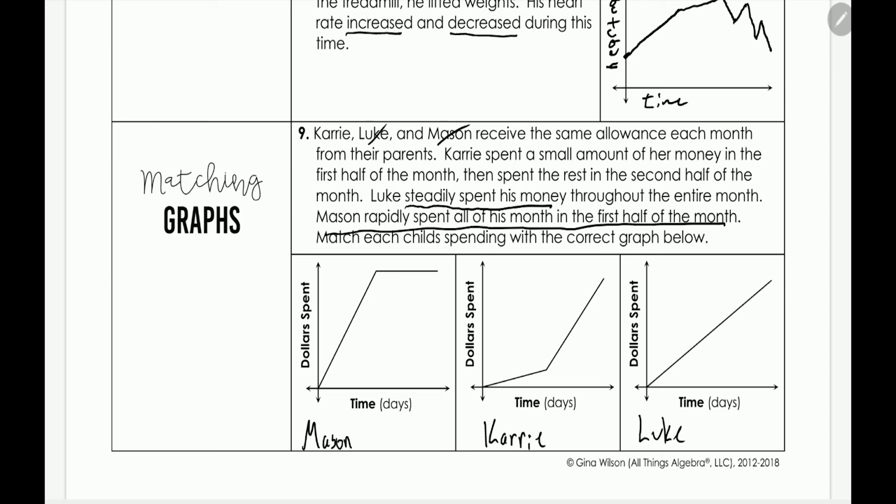So with Carrie, we said that she spent a small amount of money in the first half of the month. Notice that this line isn't very steep. So since it's not very steep, we know that she didn't really spend a lot of money. And then it looks like the second half of the month she spent the rest. And if you notice, from here to here, the graph becomes really steep. And that explains that she spent a lot of money. So I do believe that these three people are matched with the correct graphs.